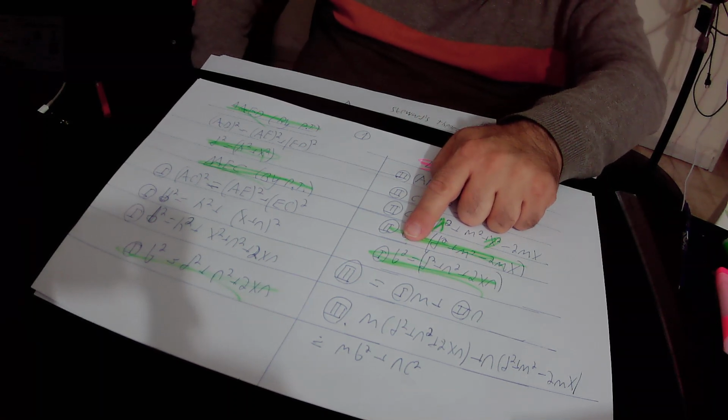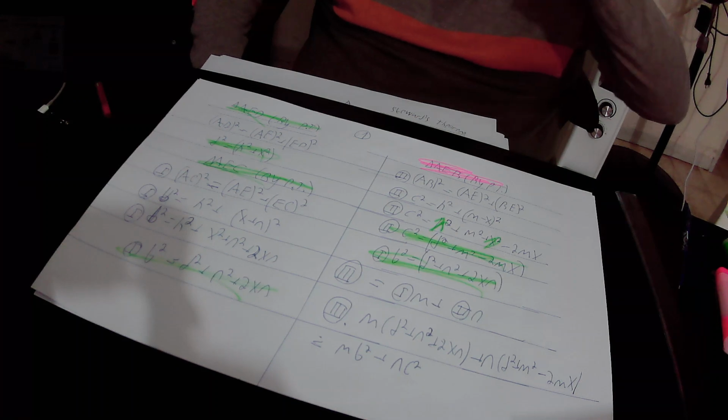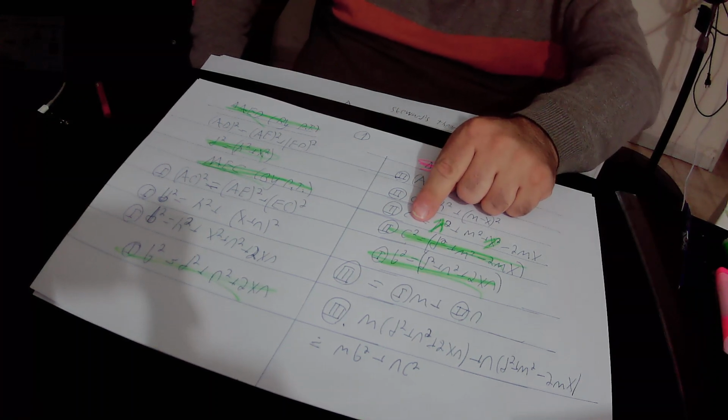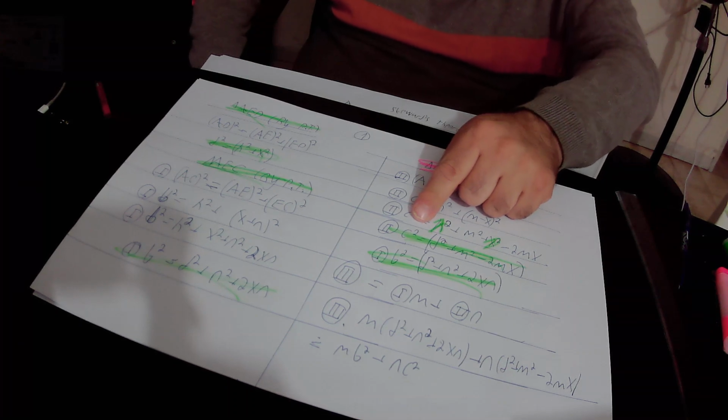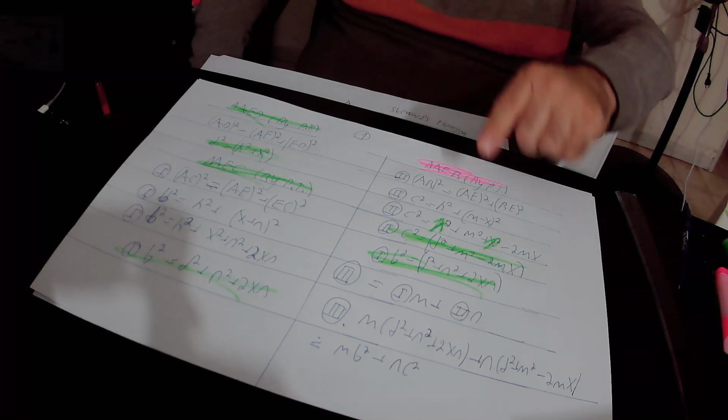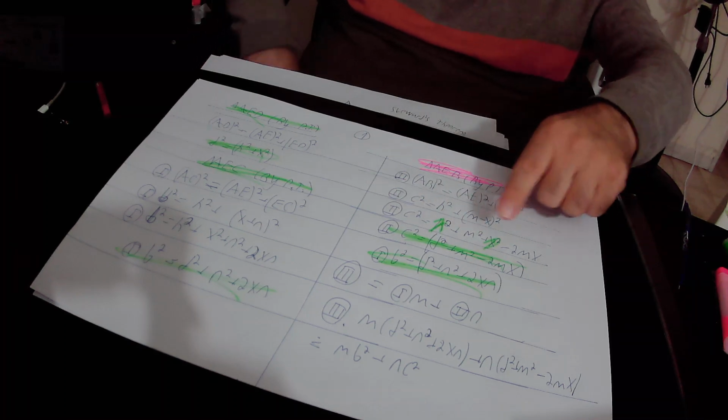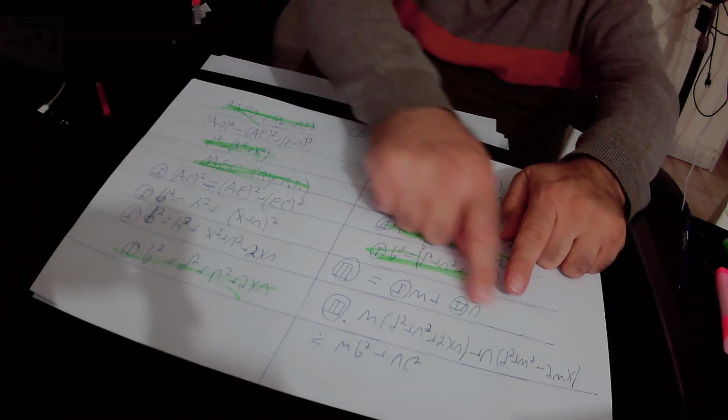On the left side of equation number 1 we have b squared, so it is mb squared, plus the multiplication of the left side of equation number 2 by n. We have only c squared on the left side of equation number 2, so it is nc squared. Then we open the brackets of this side of equation number 3.